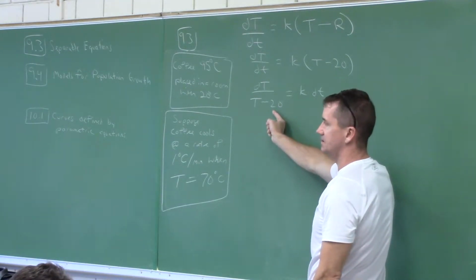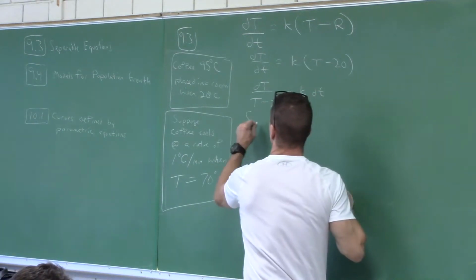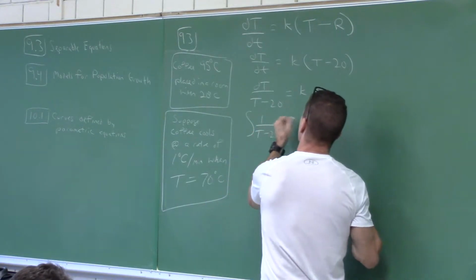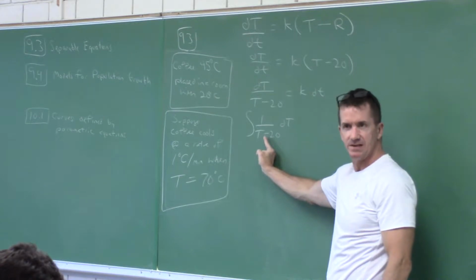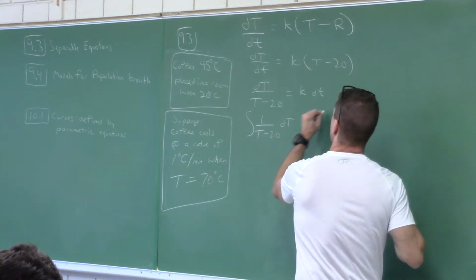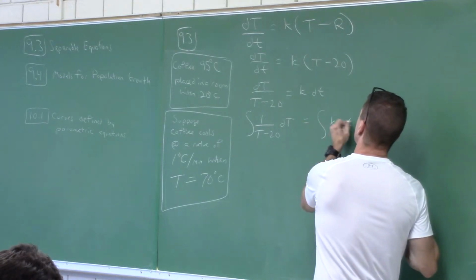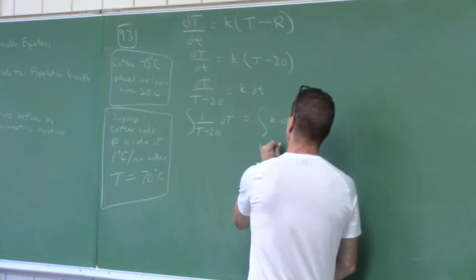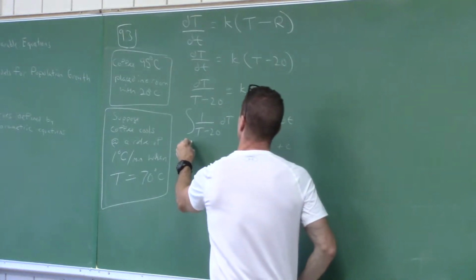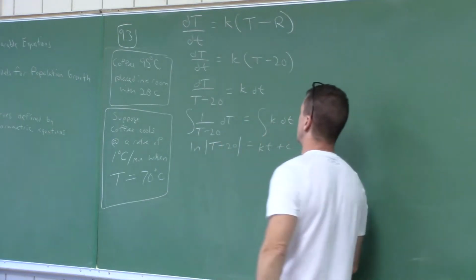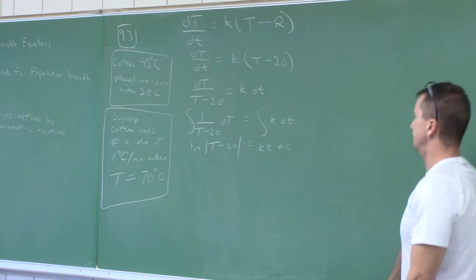Ready to integrate? What's the integral of 1 over big T minus 20 dt? I wanted to write it like that so you recognize it is another natural log. I don't need to use substitution, do I? And what's the integral of k dt? kt plus constant. This is just natural log of T minus 20.